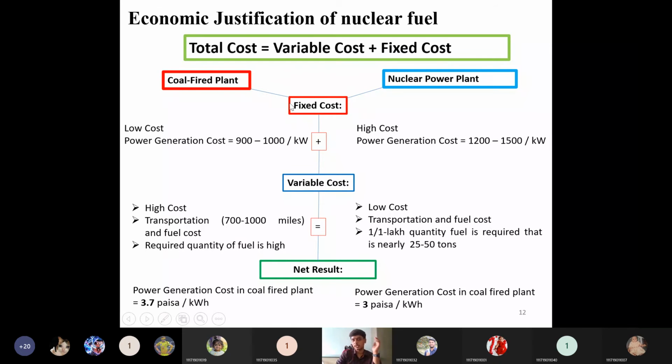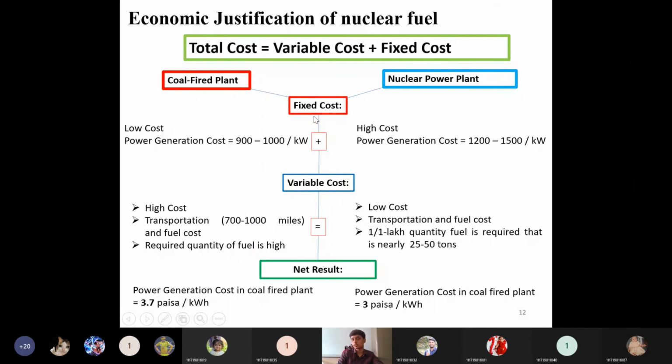First one is the fixed cost. The fixed cost will be low for the coal-fired plants, but the fixed cost will be very high for the nuclear power plant. The power generation cost will be 900 to 1000 per kilowatt for coal. Then the cost in the nuclear power plants will be around 1200 to 1500 per kilowatt. Then the next one is the variable cost, or we can say the operating cost.